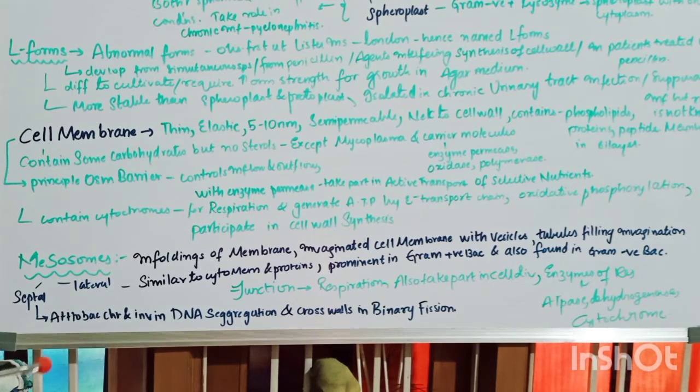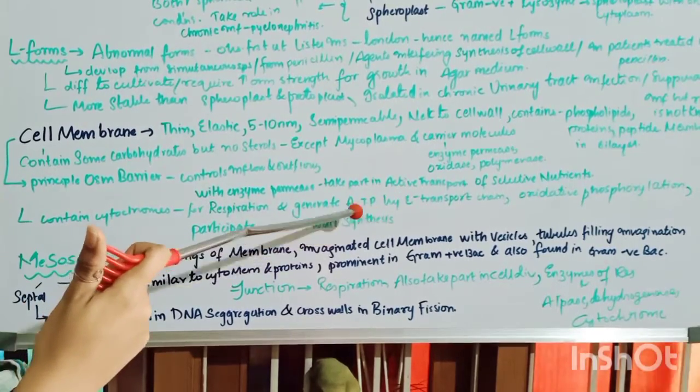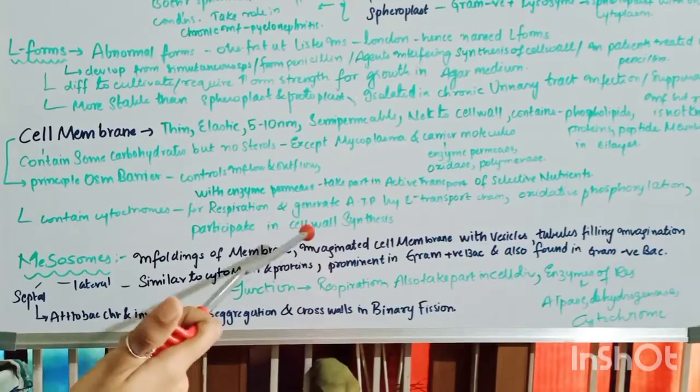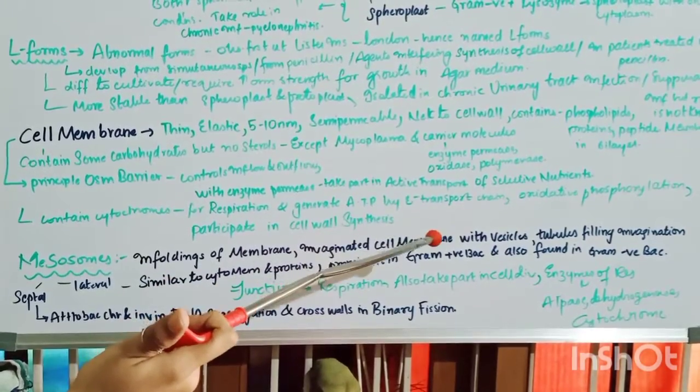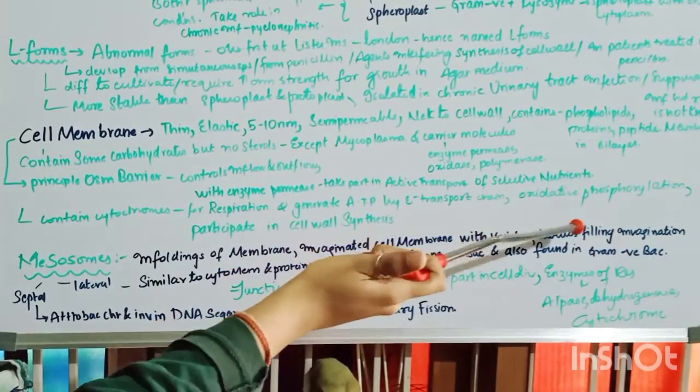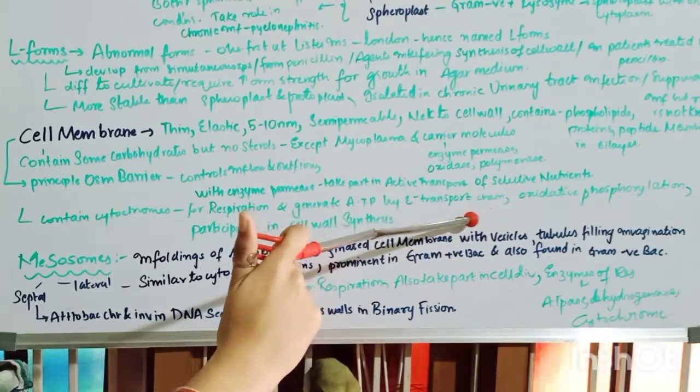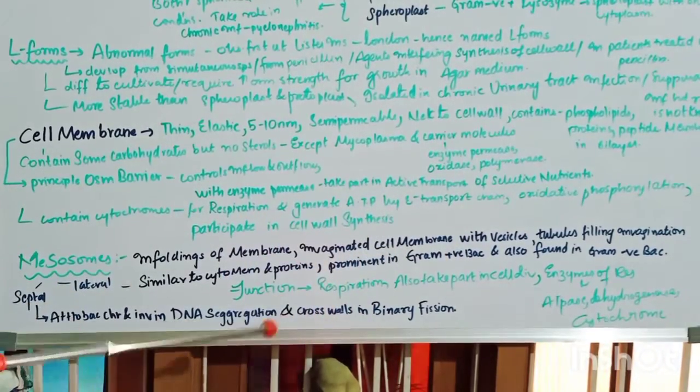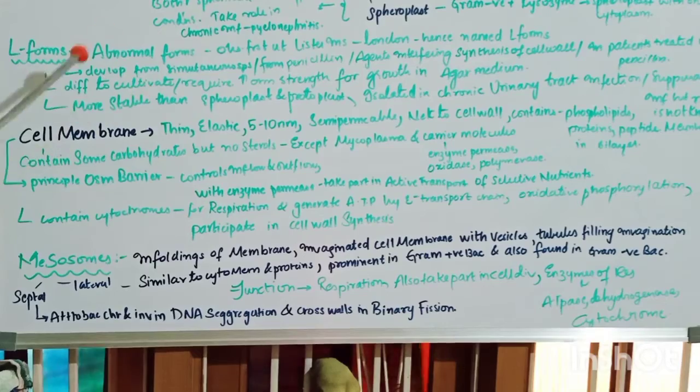Actually, the mitochondria are also known to have evolved from bacteria. But here in the bacteria, the cell membrane contains the cytochrome for respiration, and it also generates ATP. As in humans, ATP is generated by the electron transport chain and also by oxidative phosphorylation. So it is the same process.